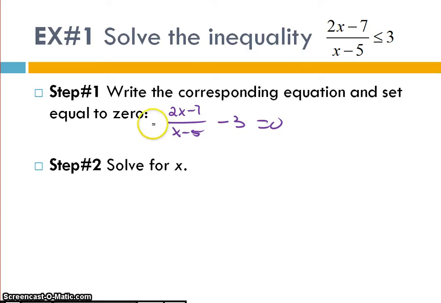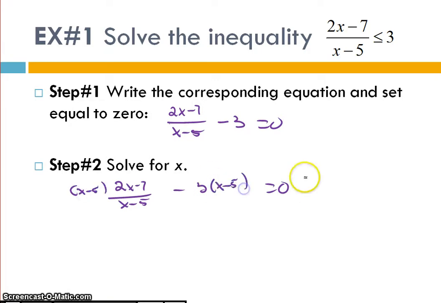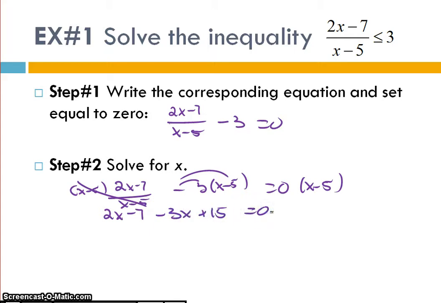When I solve for x, I'm going to multiply every single term by the x minus 5 term to get rid of the fraction. So I multiply the first term by x minus 5, the second term by x minus 5, and the right hand side by x minus 5. They cancel over there. So I have 2x minus 7, distribute the minus 3, minus 3x plus 15 equals 0. Just go ahead and solve for x. You get minus x equals negative 8, or x equals 8.